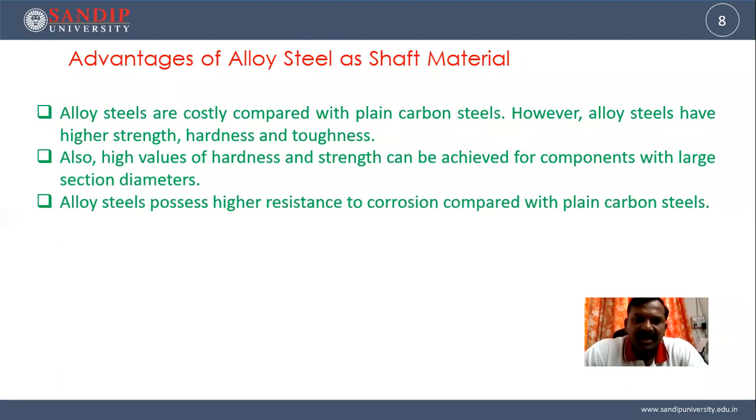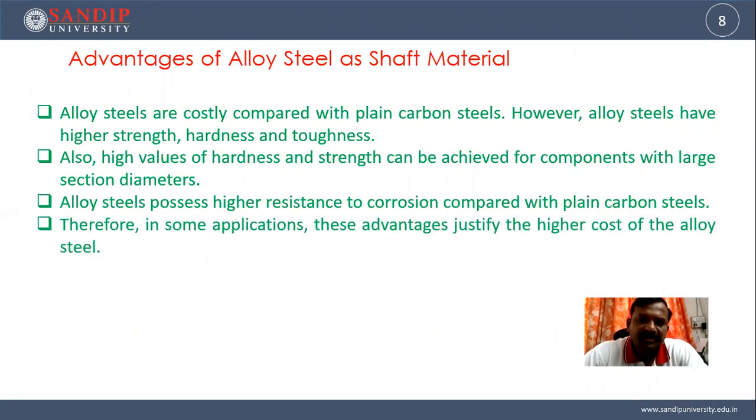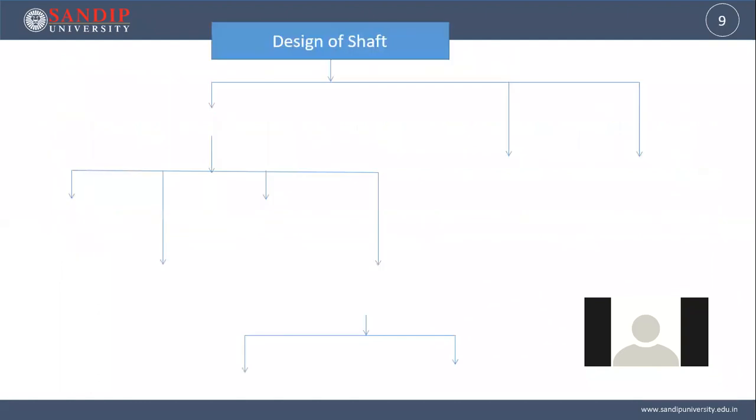Alloy steel possesses higher resistance to corrosion compared with plain carbon steel. So generally in the case of turbines and shaft devices which are subjected to moisture or water content, we refer to the alloy steels. Therefore, in some applications, these advantages justify the higher cost of the alloy steel. Now, this was all regarding the types of shaft and the material of the shaft.